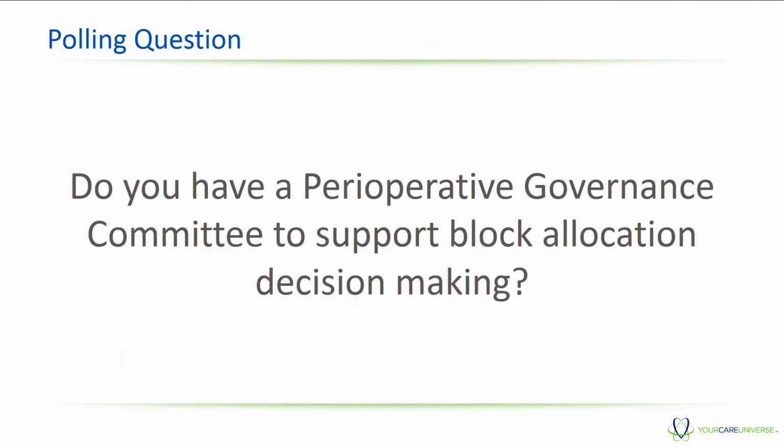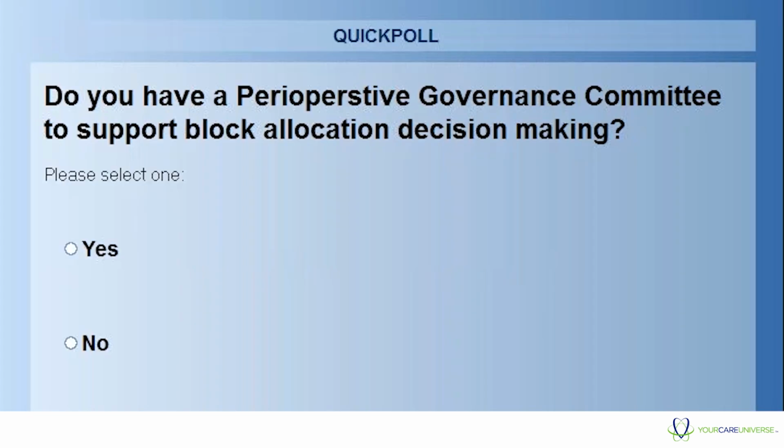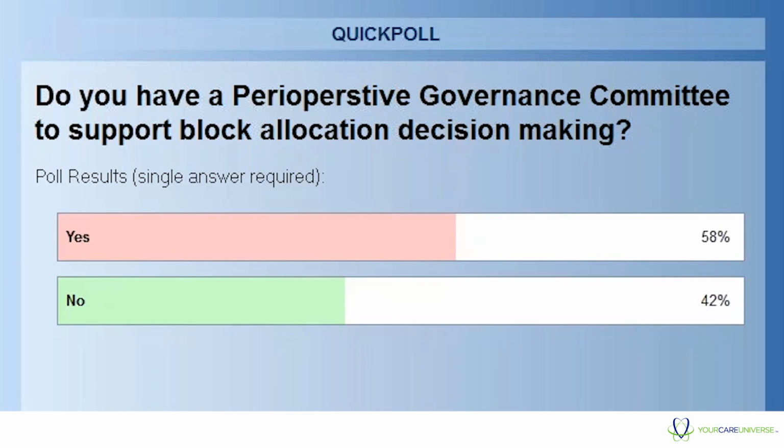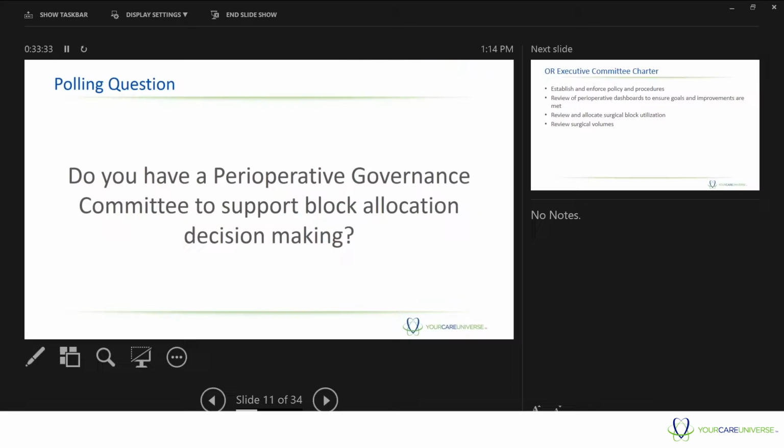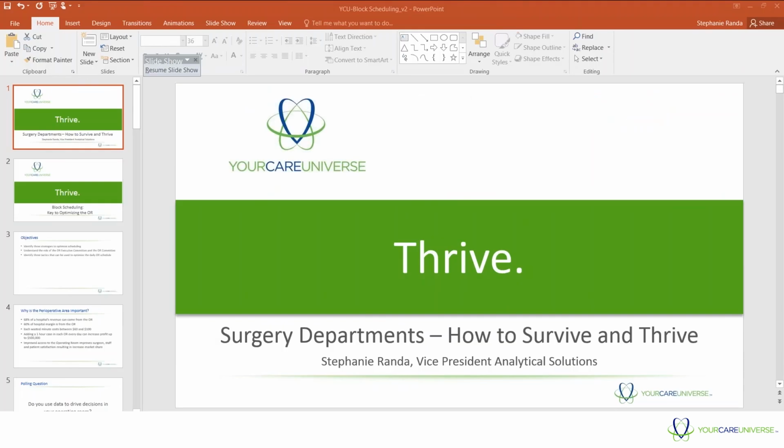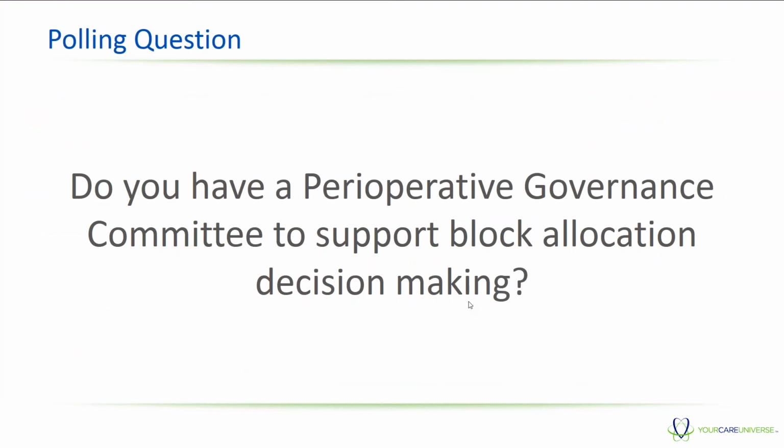So here's another polling question. Do you have a perioperative governance committee to support block allocation and decision making? You may call it an executive committee, an OR committee, but they help make those kind of decisions. Good. It looks like we've gotten a lot of folks that do have a committee. That's great.